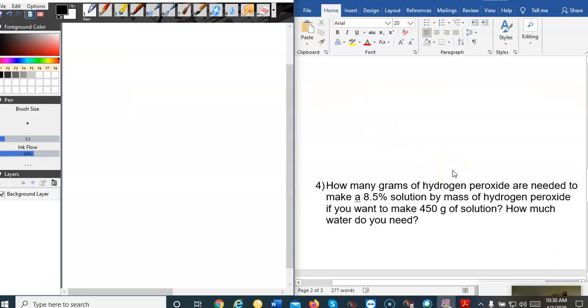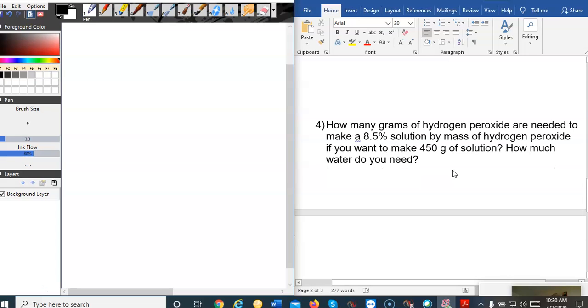All right, number 4. How many grams of hydrogen peroxide are needed to make an 8.5% solution by mass of hydrogen peroxide if you want to make 450 grams of solution? How much water do you need? So there are two questions. One, how many grams of hydrogen peroxide? And number 2, how much water is needed as well?